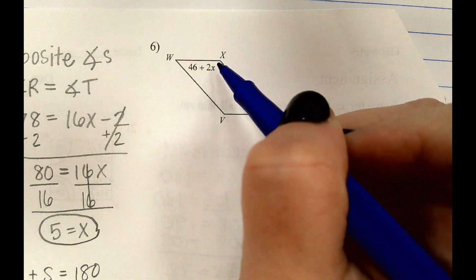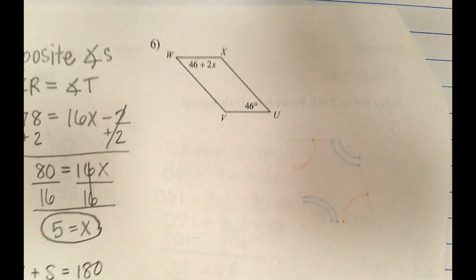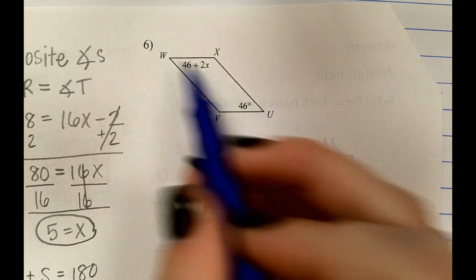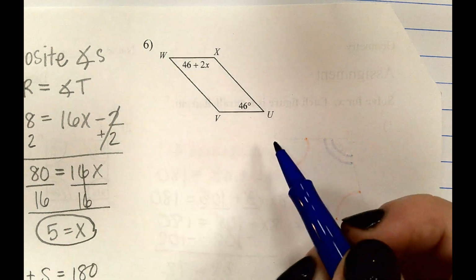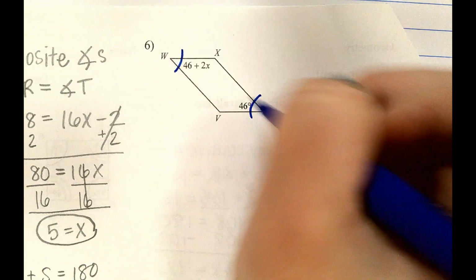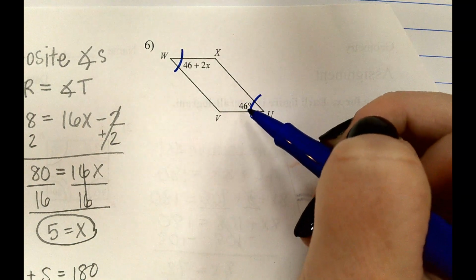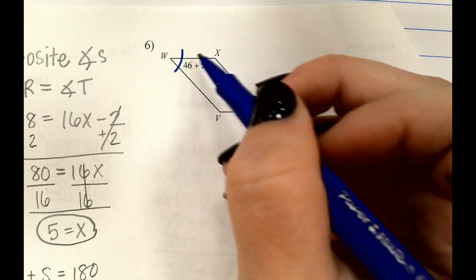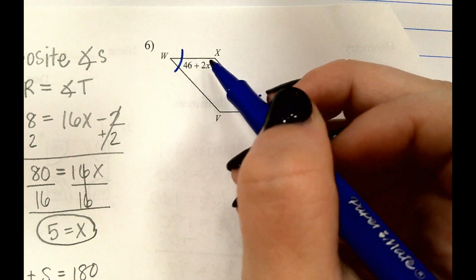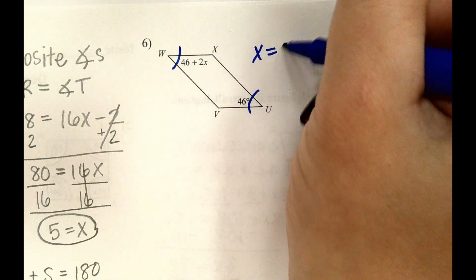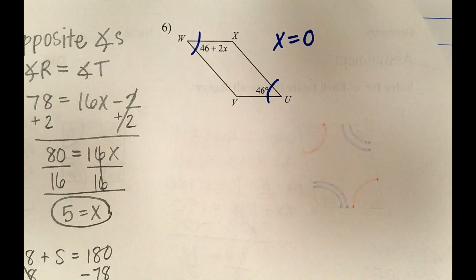Do you know why I was able to look at this and tell right away that it's 0? Because U is 46 and then W is 46. Right. These are equal because they're opposite. And if I know that they're both 46 degrees, well, there's already a 46 here plus something. I've got to get rid of that. The only thing that'll get rid of a number is 0. So x equals 0.